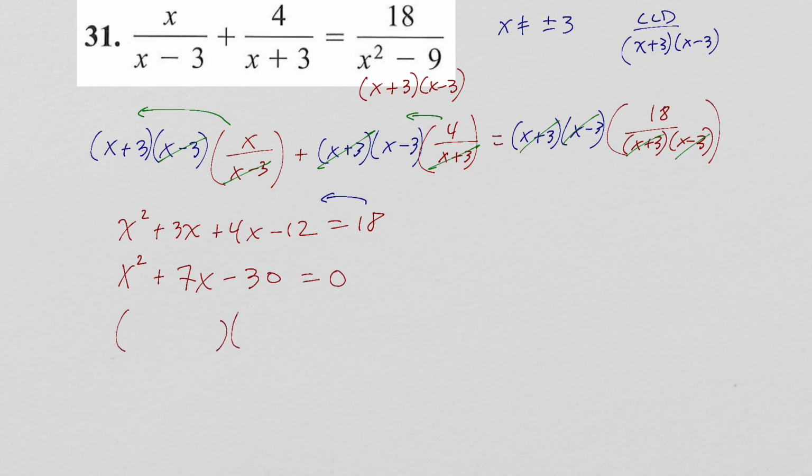And I'll factor this. Let's see, factors of 30 that give me a difference of 7 are positive 10 and negative 3. So this tells us that x is equal to, excuse me, not positive 10, but negative 10 and positive 3. But positive 3 was a restricted value. So that needs to be thrown out. So my only answer is negative 10. So x is equal to negative 10.